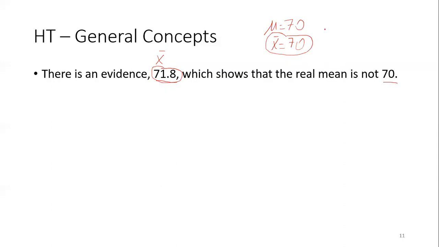Okay, and there is a difference between mu and X bar, which is equal to 71.8. And I want to see whether this evidence is strong enough to say that the real mu is not equal to 70. If this evidence is not strong enough to say that mu is not equal to 70, then we will conclude that if the average lifetime of the population is equal to 70, then we may have a sample whose sample mean is 71.8, okay?